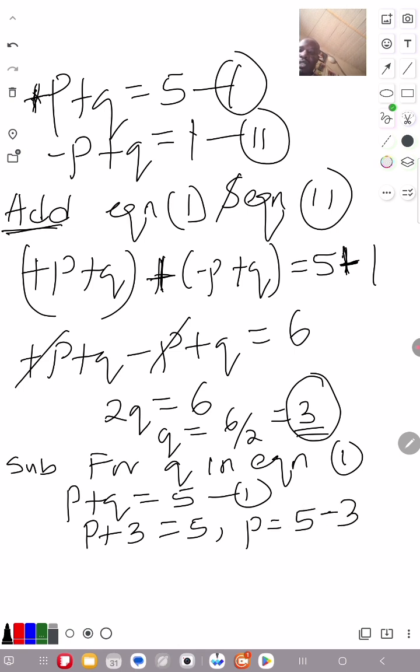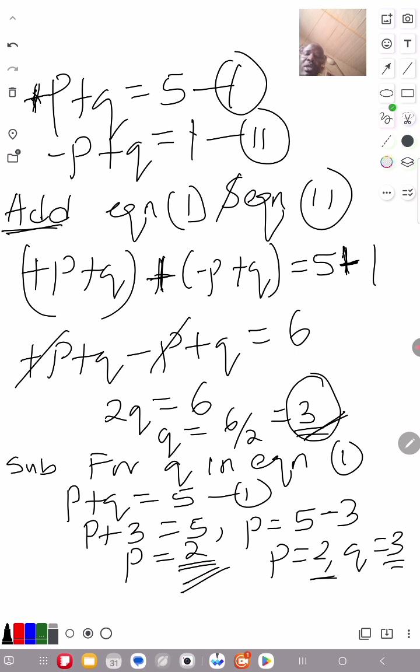So that means p is equals to 2. And that is it. Is this our final answer? No. So we have p is equals to 2, q is equals to 3.